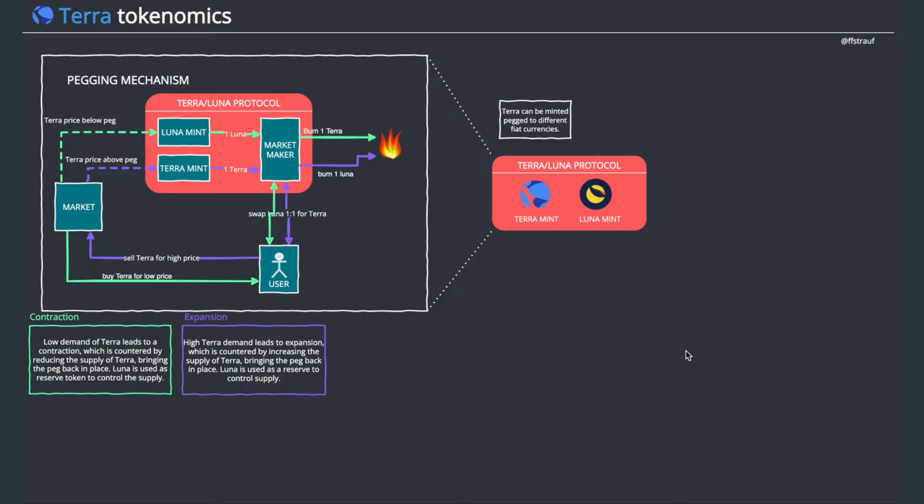And by buying Terra off the market, they would increase the demand and bring the peg back up. So that's how the other side of that mechanism works. And in this case, Terra would be burnt by the protocol, right? So we'd reduce the supply ultimately of Terra, and with that try to bring that price back down, right? So this is a really interesting mechanism.